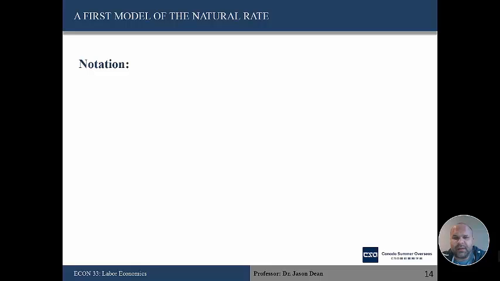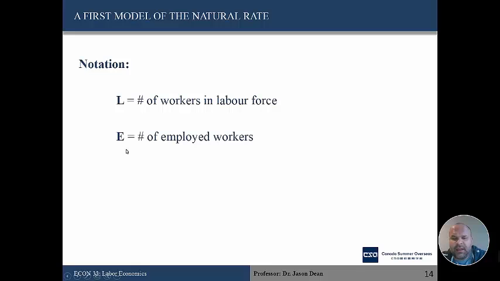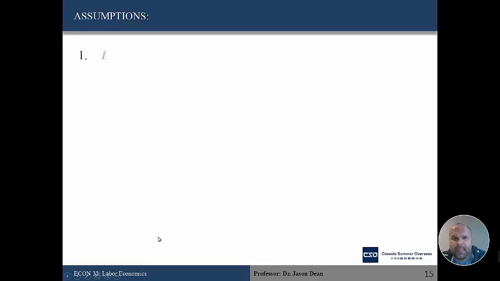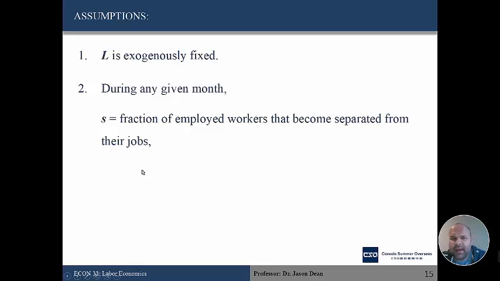So we're just going to develop a simple model of the natural rate of unemployment. We're going to assume that L is the number of workers in the labor force, E is the number of workers employed, U is the number of unemployed. We already know these. The unemployment rate is, of course, U divided by L. We're going to assume that the labor force is fixed exogenously, so we're just going to assume it's fixed.